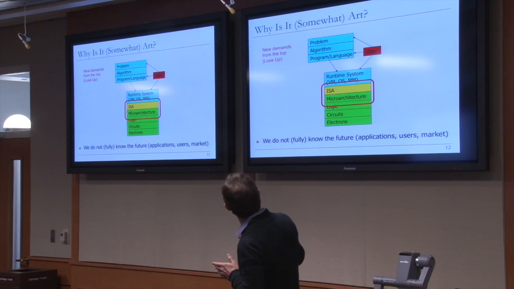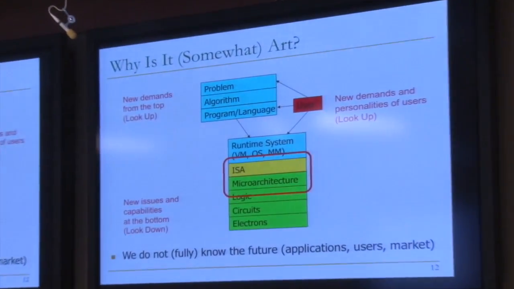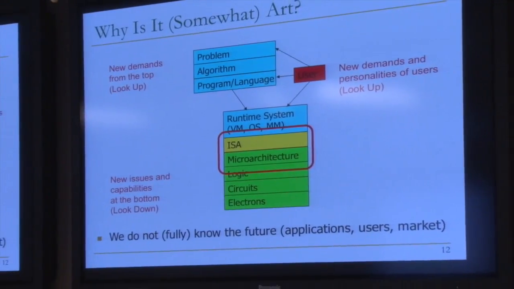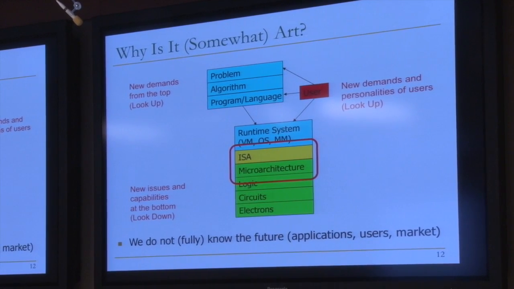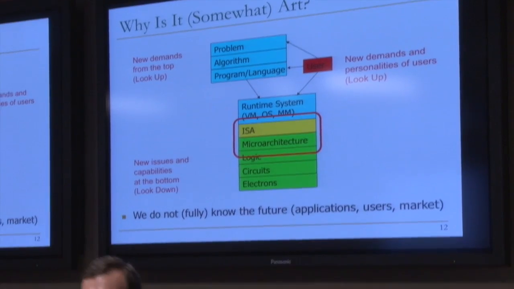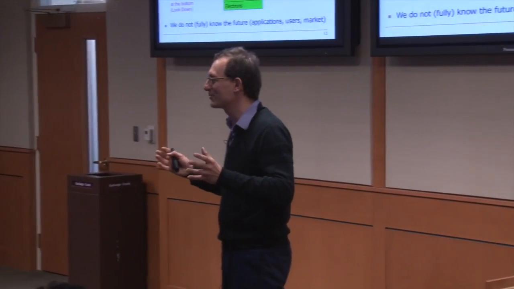There are new demands from the top, so you need to look up. New issues and capabilities at the bottom. I've already given you this slide, so I'm going to go through this really quickly. There are new demands and personalities of users, and all of these change. So it's really hard for you to make this an exact science. And if you make this an exact science, you should really win 10 Turing Awards, probably.